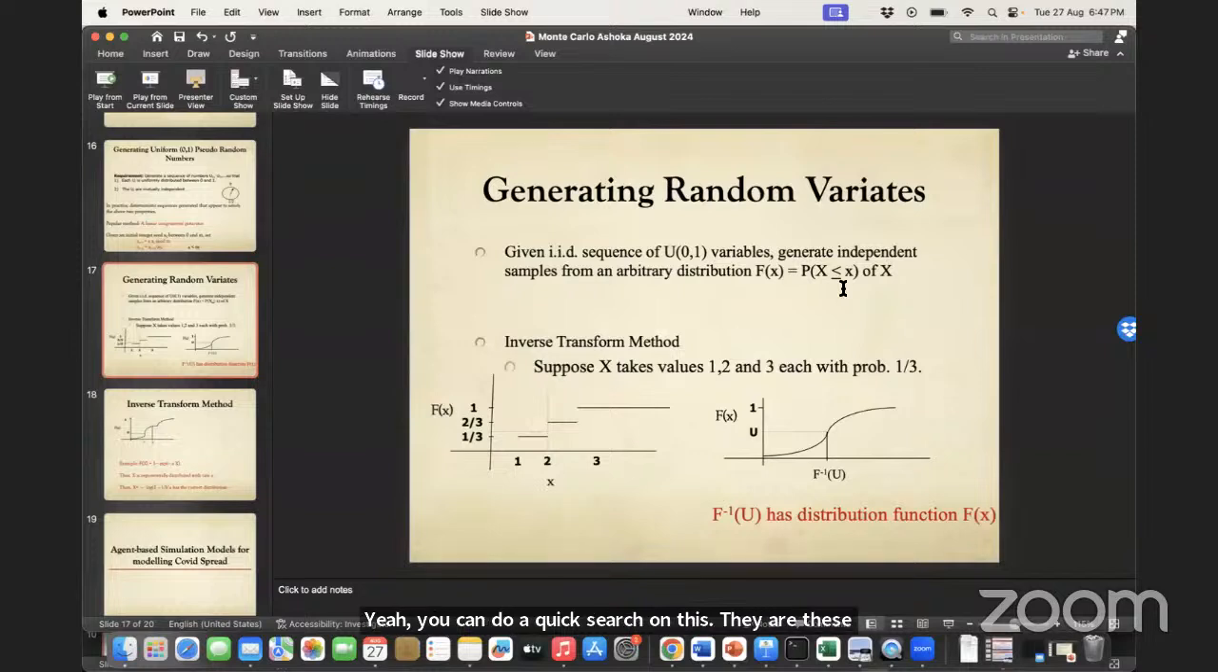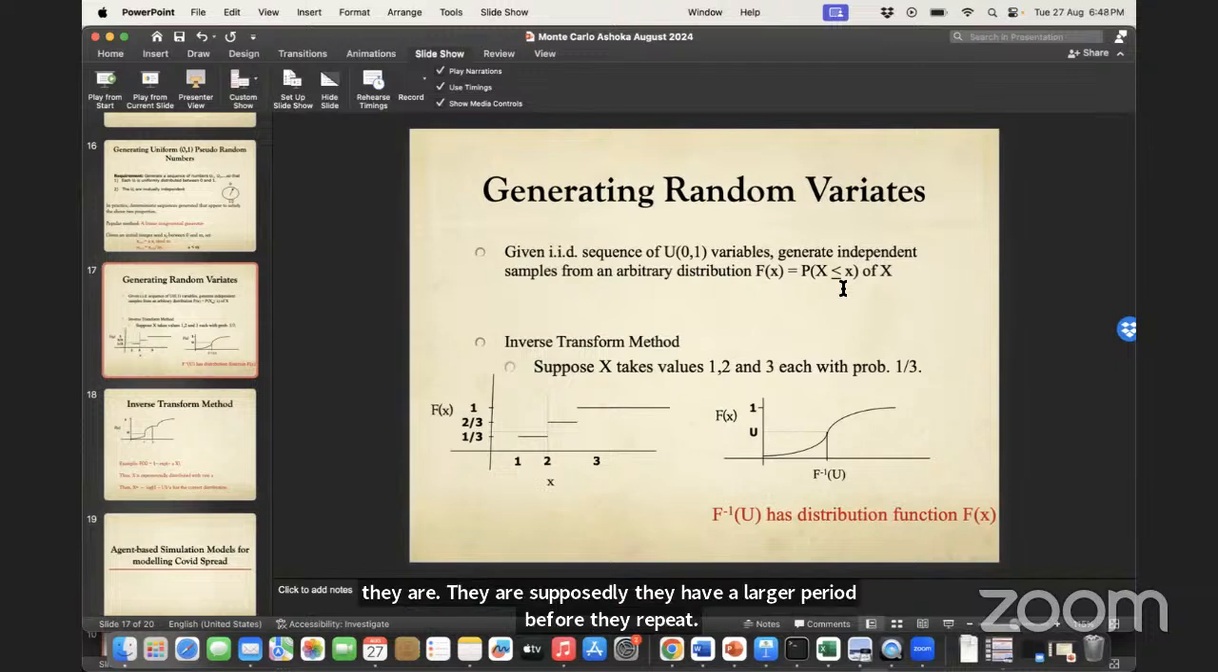They use a more complicated form of this sequential sampling property of the linear congruential generator, where x_{i+1} is derived from x_i. They have a larger period before they repeat, and they're shown to have better properties of randomness. So, Mersenne Twister.